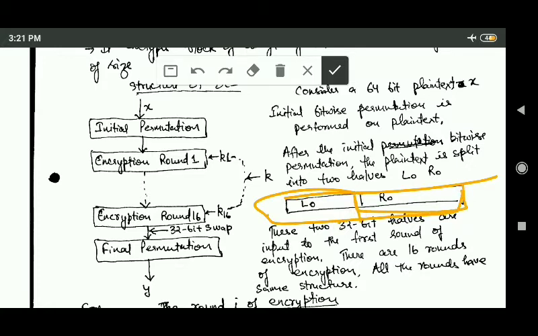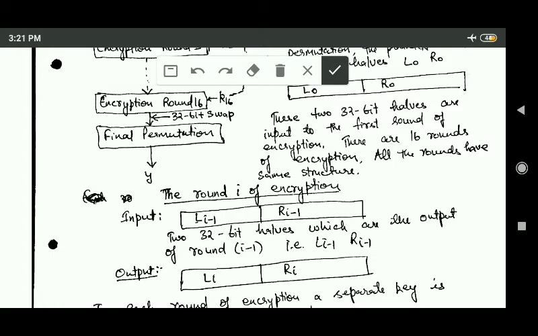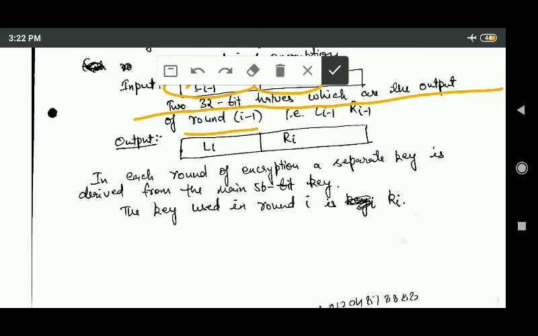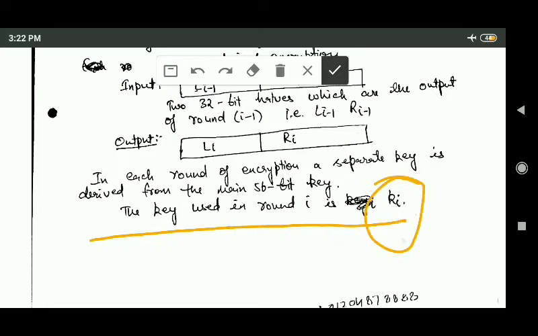Now these 32-bit halves are input to the first round of encryption, and there are 16 rounds of encryption in this algorithm, and all these rounds have the same structure. Now let us see what happens in these rounds. Let us consider round i of encryption. The input of round i will be two 32-bit halves which are the output of the previous round i minus 1, that is L(i-1), the left half, and R(i-1), the right half. In each round of encryption, a separate key is derived from the main 56-bit key. The key used in round i is denoted as Ki, as you can see here.